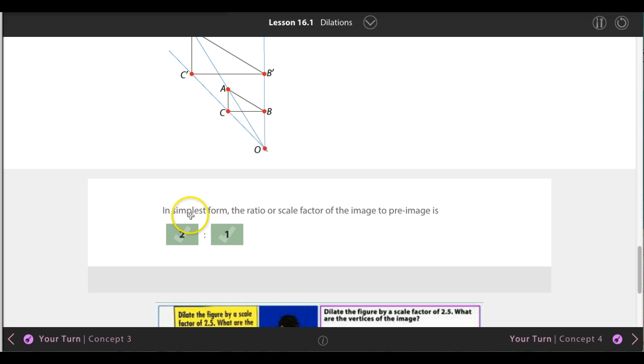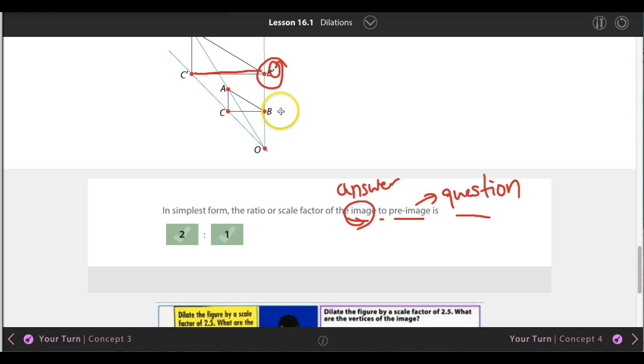It says, in simplest form, the ratio or scale factor of the image to pre-image, okay? So image is what? The image is the answer after you moved it or after you dilated it, okay? And the pre-image is the question or whatever image you had before you made a change to it. So then, obviously, the answer is the bigger shape, because the answer is always going to have this little prime thing. And then the question is always going to have none of those things. So basically you had a smaller shape and then you had to make it bigger up here.